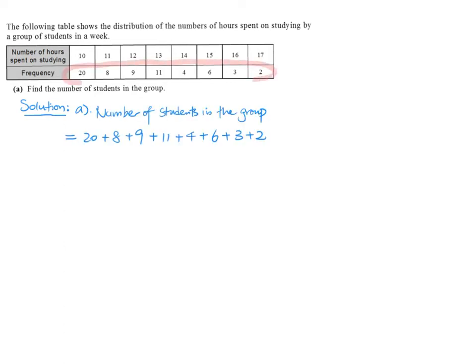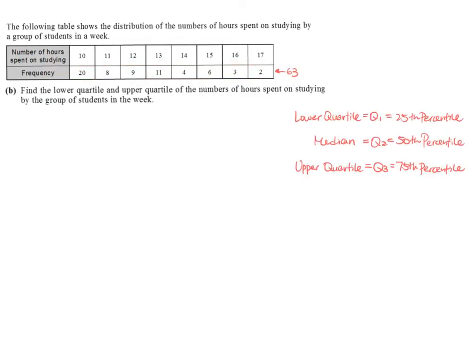Just the sum of this row, right? So the total number of students would be 63, which will help us in later parts. So here's the important part. Find the lower quartile and the upper quartile. Now, what is the lower quartile and what is the upper quartile?